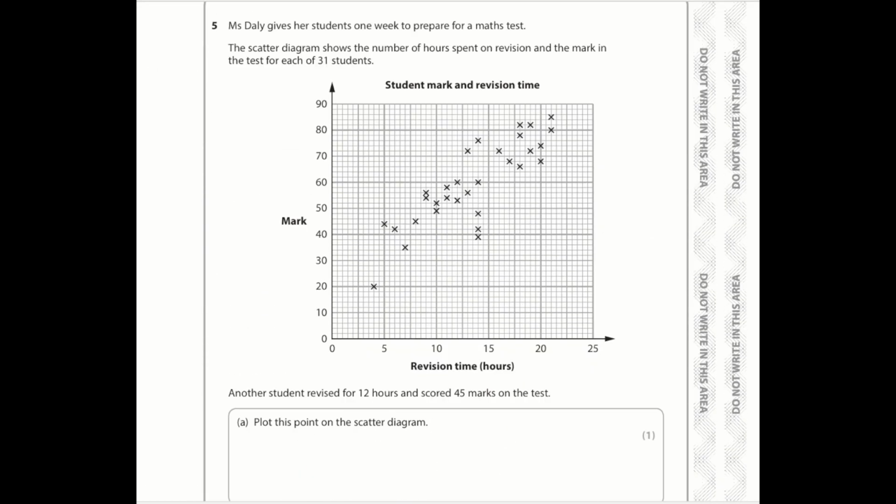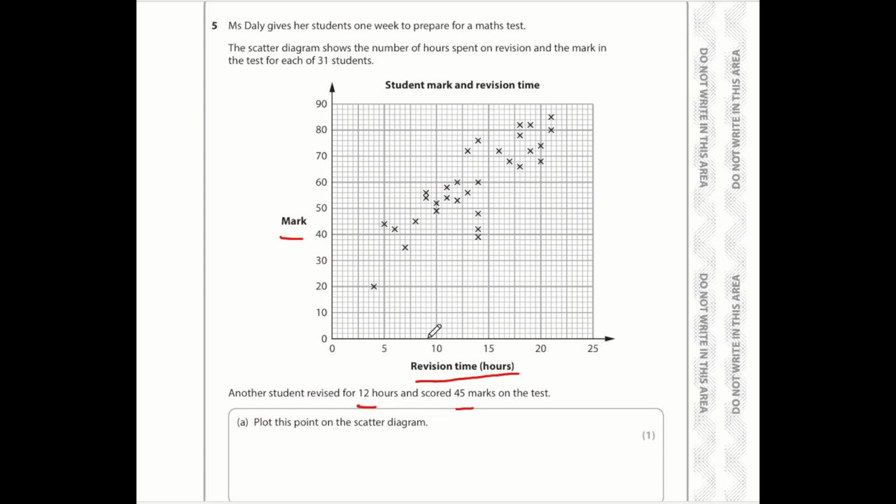Okay, so question number 5. All we need to do here is add in this other student who revised for 12 hours and scored 45. So we've got revision time along the bottom, and we've got the marks up the side. So we want 12 hours. So let's just think about this.